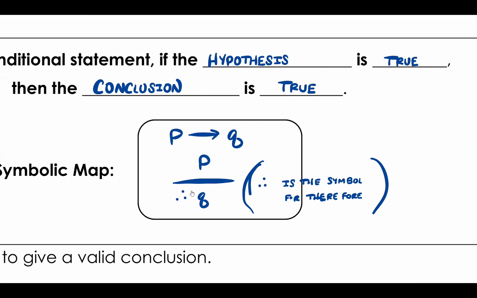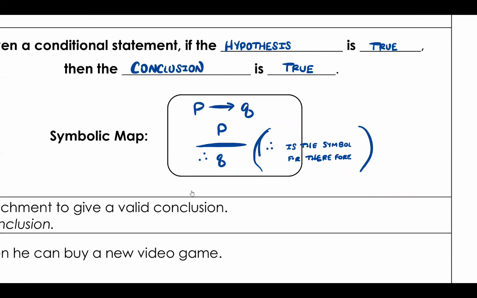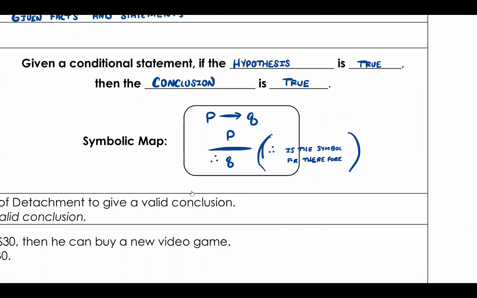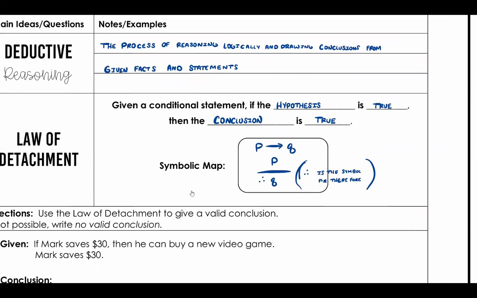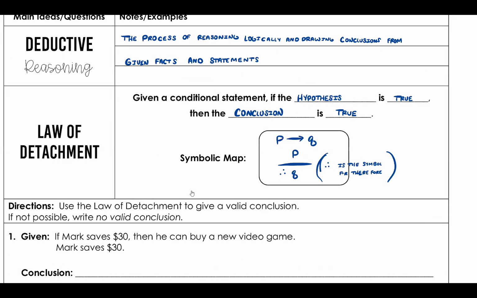All right, so let's look at some of our examples. We're going to use the law of detachment and give a valid conclusion. So what must be true to be able to use the law of detachment? The hypothesis must be true, therefore our conclusion is true.